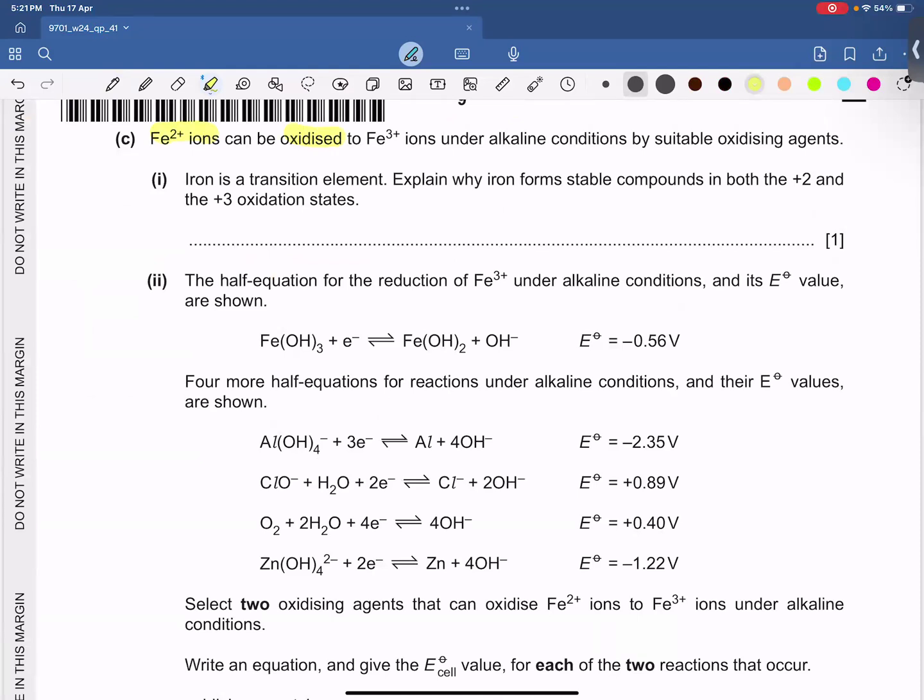Iron 2 ions can be oxidized to iron 3 ions under alkaline condition by a suitable oxidizing agent. Iron is a transition element. Explain why iron forms stable compounds in both +2 and +3 oxidation states. Any transition element shows variable oxidation states because electrons are available in both 4s and 3d orbitals, and both the orbitals have a close energy gap.